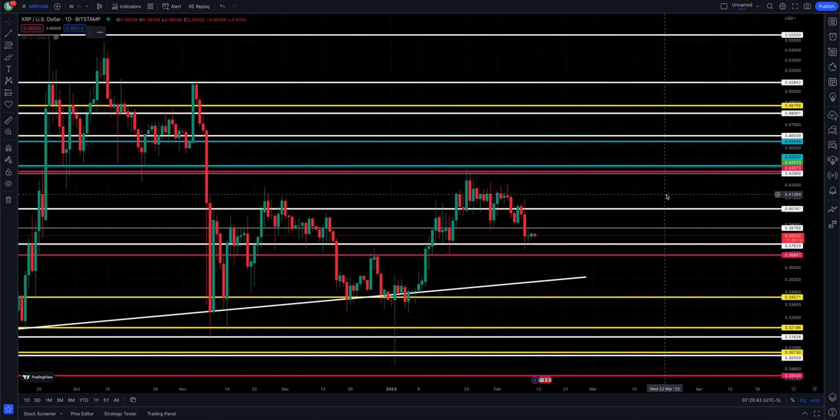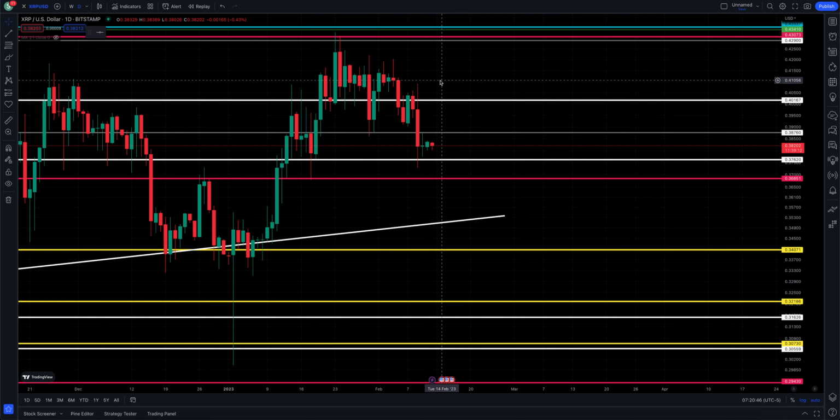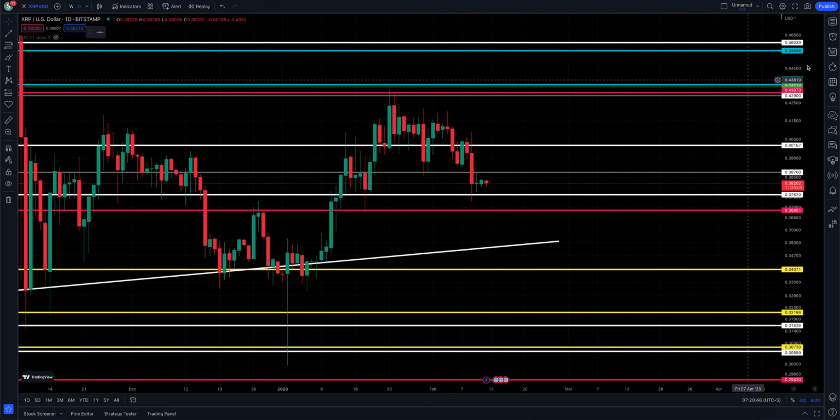So we're going to take a look here. We're going to zoom in on the daily chart XRP. By the way, this is the Bitstamp data. Bitstamp is the data here. If you look at the top left, you can see it says Bitstamp.